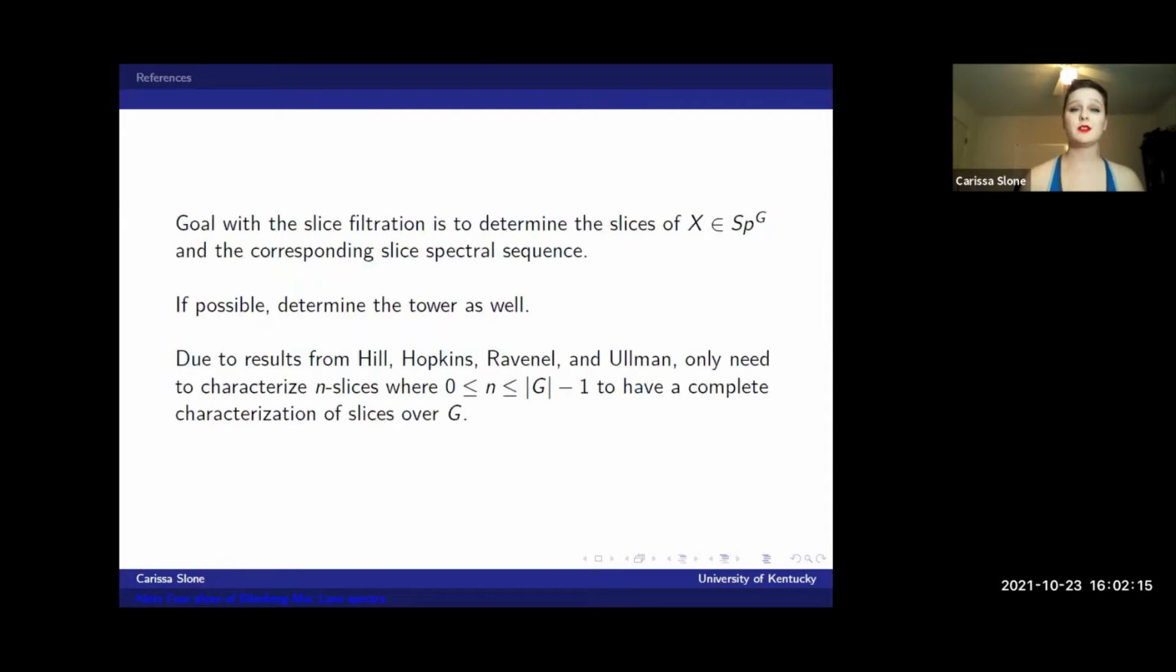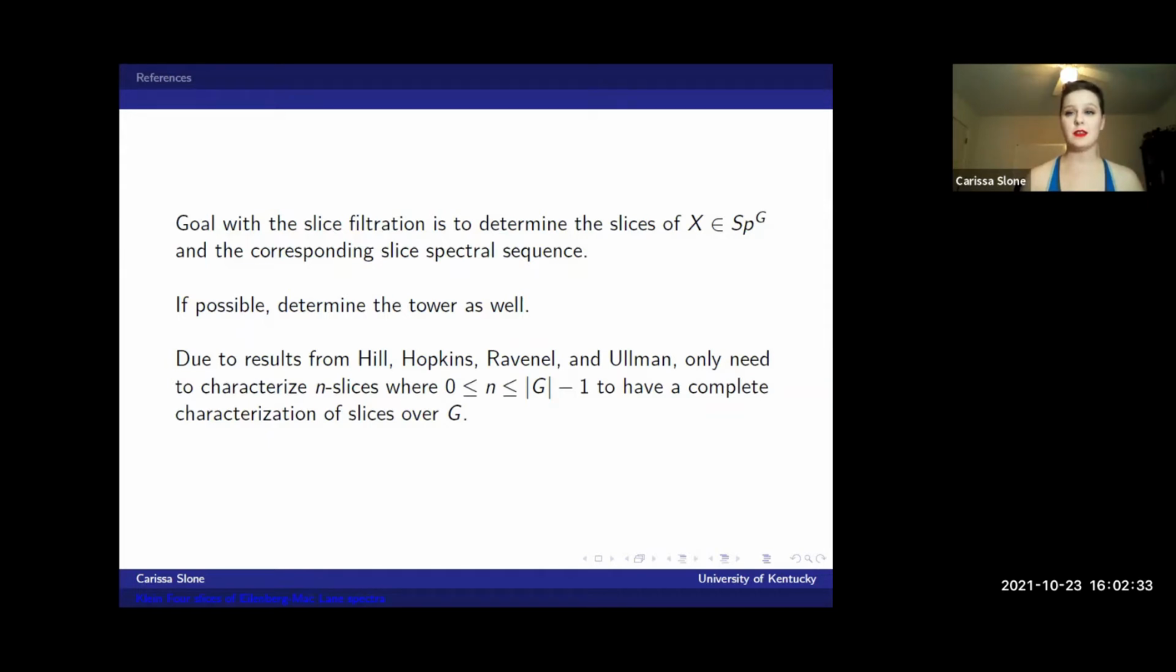The goal with the slice filtration is to determine the slices of x and the corresponding slice spectral sequence. Those fiber sequences I mentioned also fit together into what's called the tower, and if possible, we want to determine the tower of x as well.